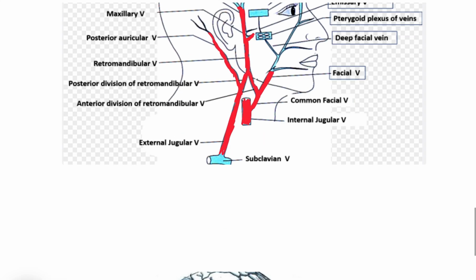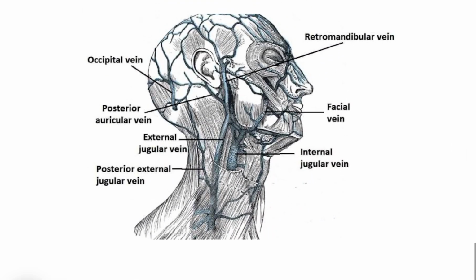Let me show you another diagram. Here also you can see the retromandibular vein in red color. It divides into an anterior division and a posterior division. The anterior division combines with the anterior facial vein to form the common facial vein, which drains into the internal jugular vein, and the posterior division combines with the posterior auricular vein to form the external jugular vein.